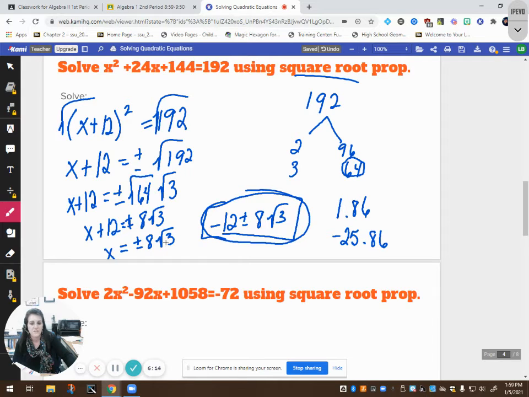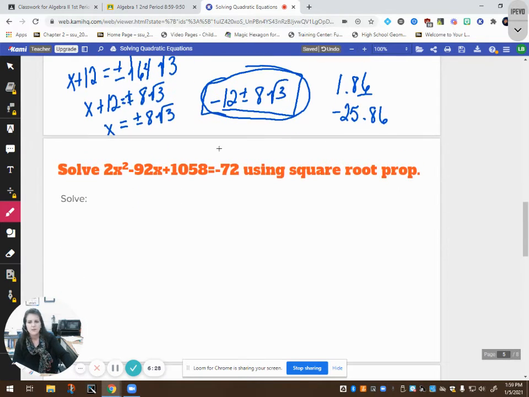So I could either leave my answer like this if it asks for an exact answer, or if it says estimate by rounding to the nearest hundredths, we could do this. Or if it said estimate by rounding to the nearest tenths, we would have 1.9 and negative 25.9. So it just depends on the directions of the problem.